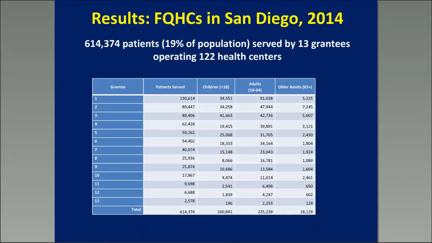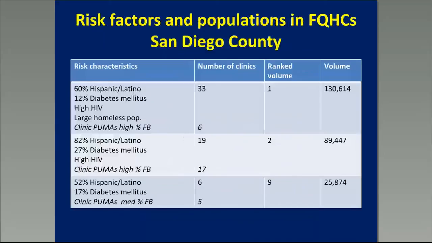The slide doesn't show it, it's shown in summary in the next, but we're also able to collect the proportion of patients served by each grantee that had diabetes, HIV, homelessness, and a few other risk characteristics, those that are markers of vulnerable populations who would be at risk of disease. This summary slide shows some of the information that we could share with San Diego about risk factors and populations by FQHC grantee.